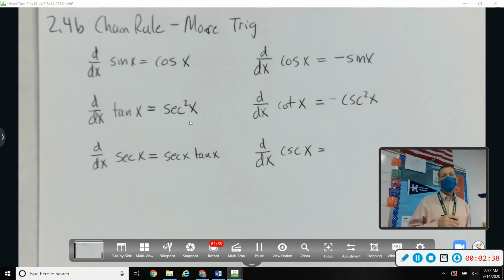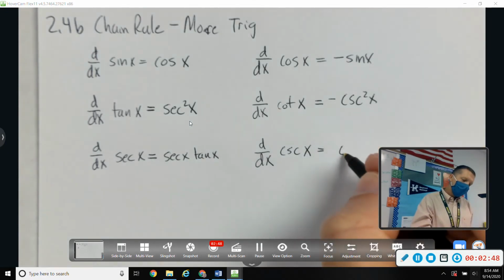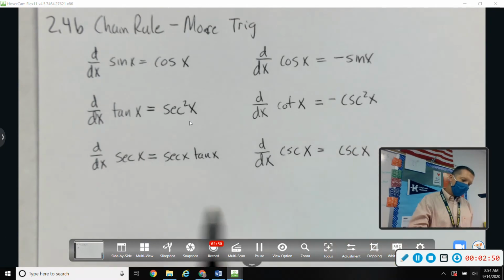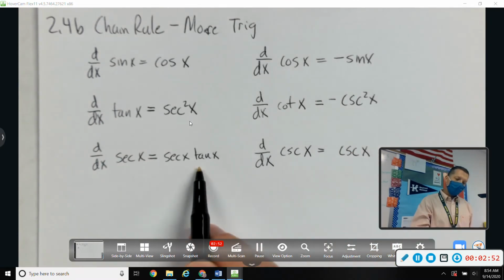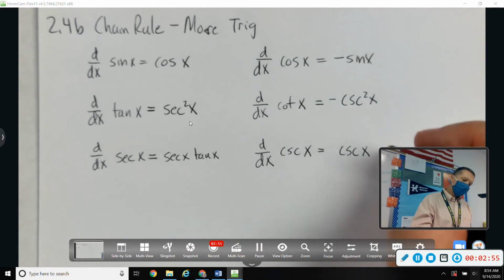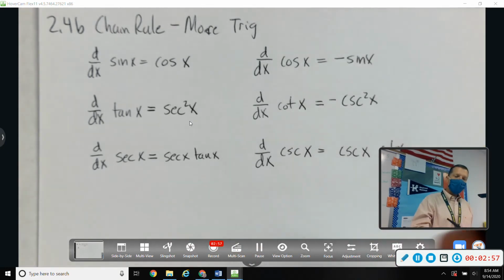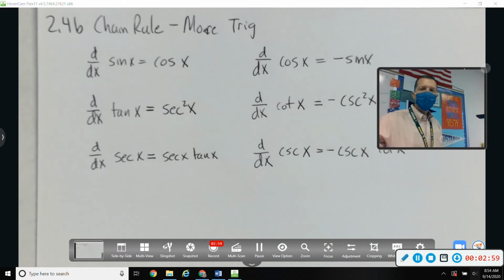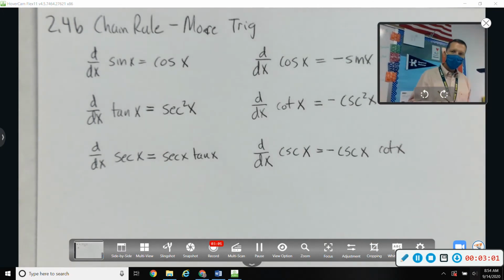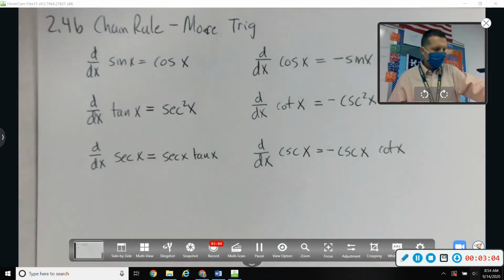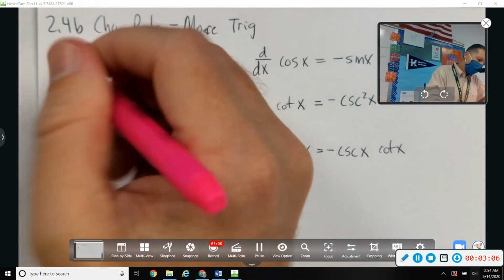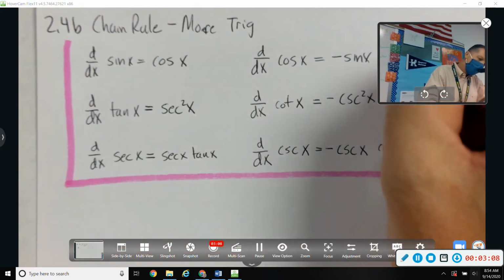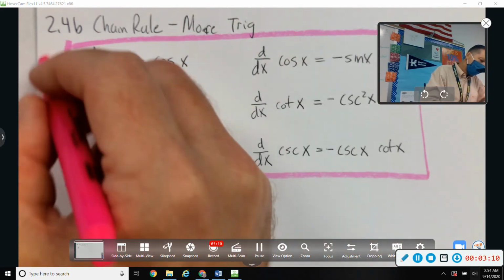What do you think the derivative of cosecant is? Cosecant x. What was that? Cosecant x. So we swap. We're going to swap both of those. So cosecant and cotangent, and it's negative. So, got to know those.